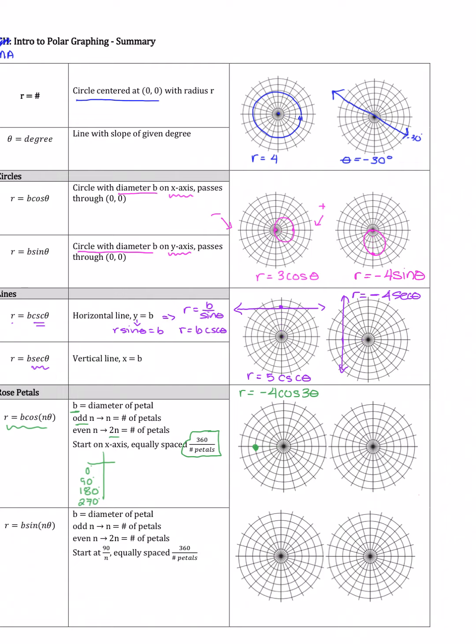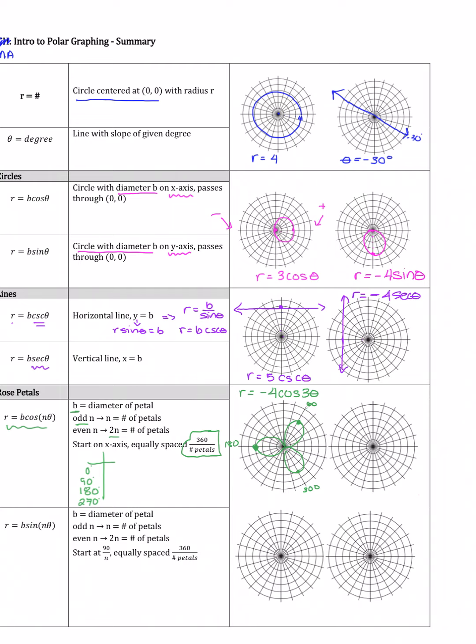So 360 divided by 3 is 120. So going backwards, they're all going to be 120 degrees apart. So this one will go here, and then this one will go over here. So this one is at 180, this one is at 60, this one is at 300. They're all 120 degrees apart.